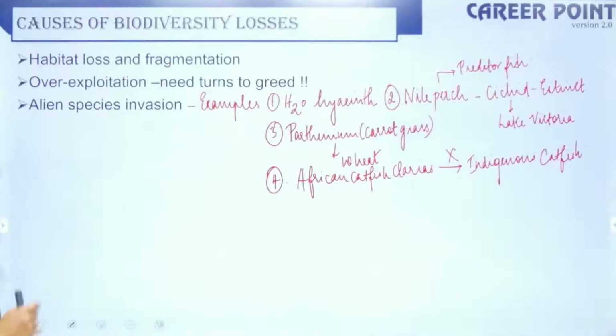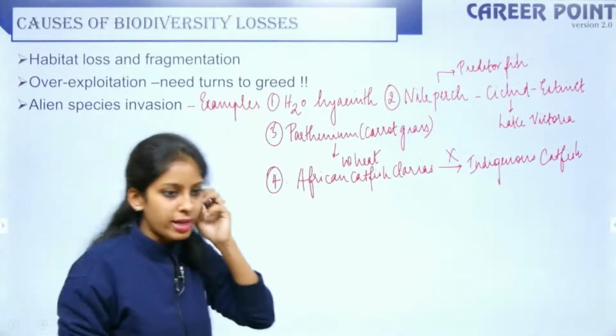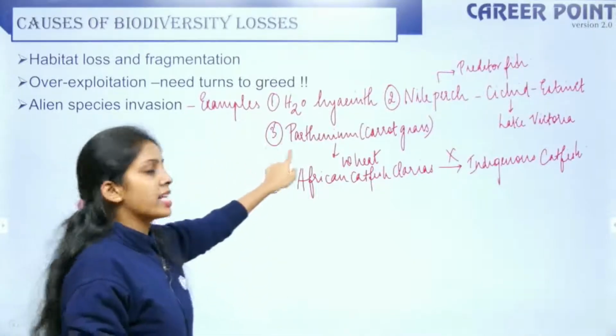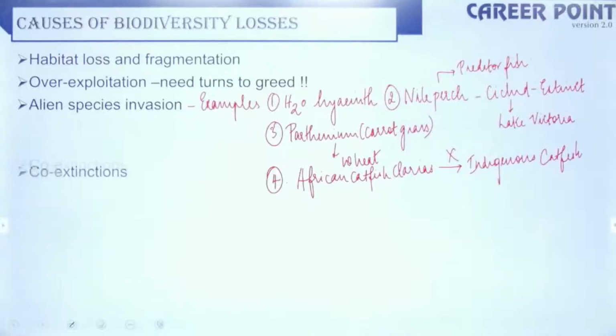So these are examples of your alien species invasion. Please remember these examples. These are very important. So pollen allergy, yes, Parthenium acts as a pollen allergen. You're right, absolutely right, Antonia B.